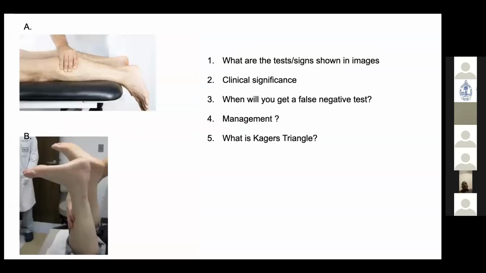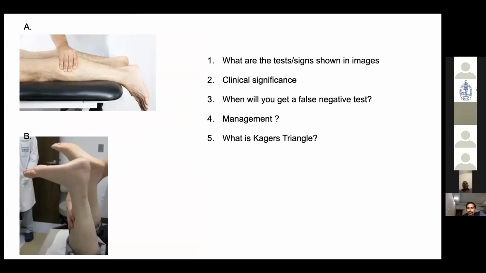So next case. This is the clinical sign. What are the tests or the signs shown here, and what is the clinical significance? Relatively simple question. Yes, Dr. Kannan. This will be Thompson's test to test for the integrity of the tendon Achilles. Very good.